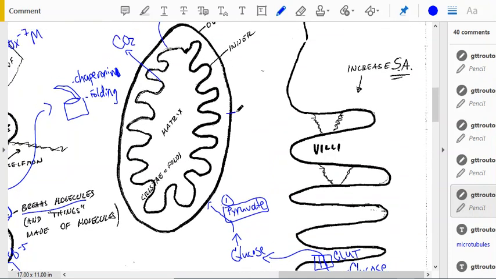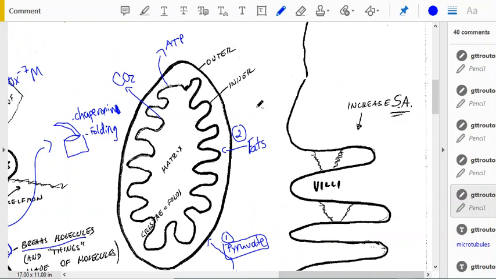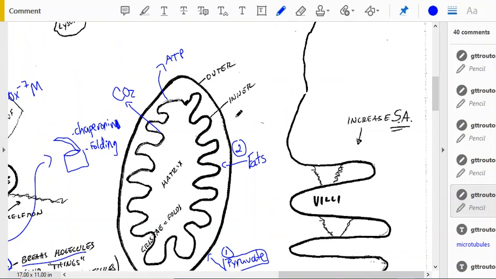If you are running low on glucose and pyruvate, the second option, so I'll say number 2, is for your mitochondria to use fats. If you are running low on fats, the third option is for your mitochondria, so I'll put a 3, to use amino acids. I'll just say AAs for short.